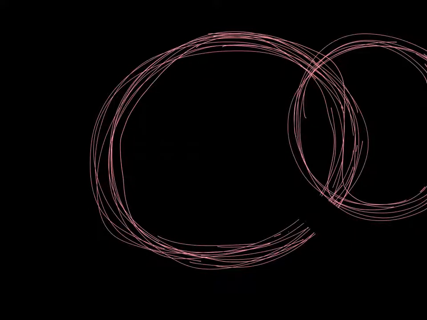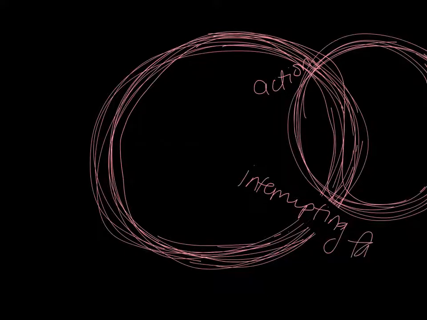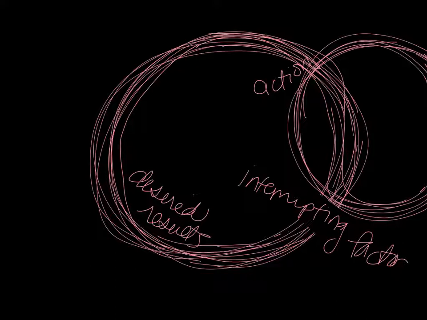So we know that here we might have the choice to take action. And perhaps here we have the interrupting factor. And here we could have desired or undesired results. And sometimes these are undesired results.